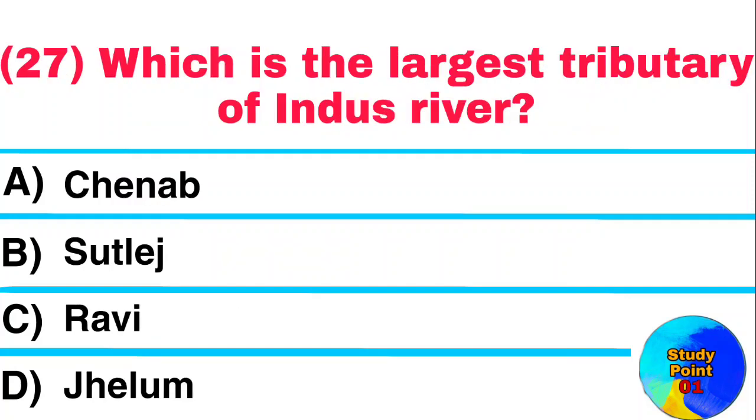Question. Which is the largest tributary of Indus River? A. Chenab. B. Satluj. C. Ravi. D. Jhelum. Answer. Chenab.